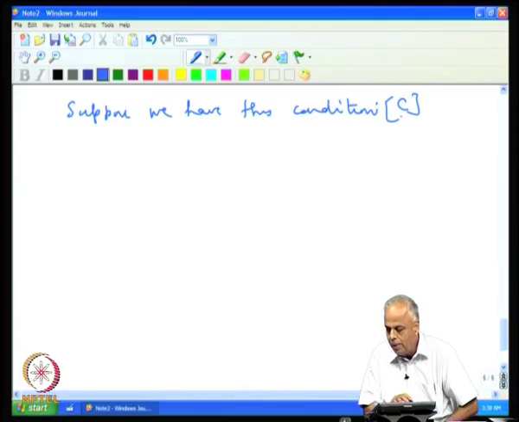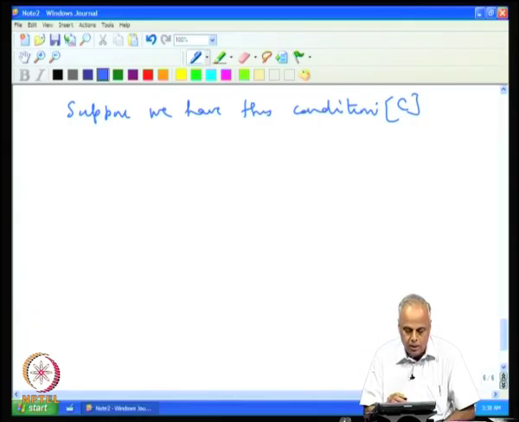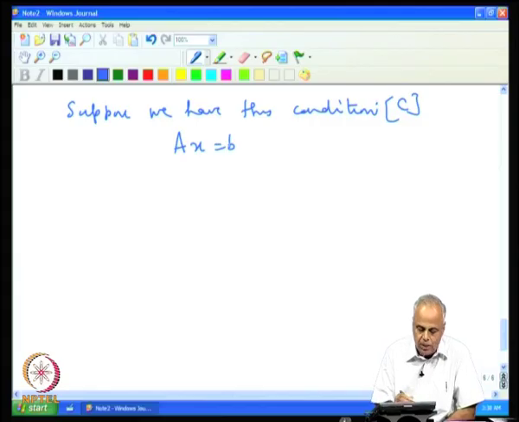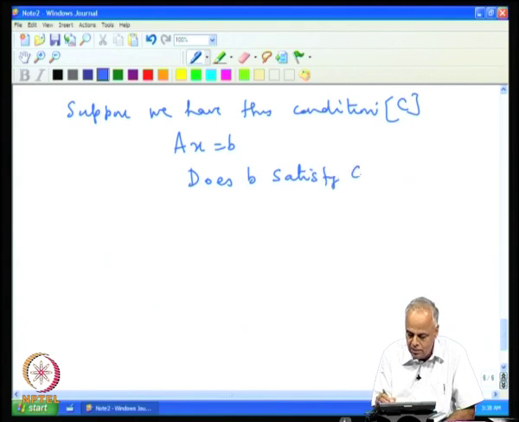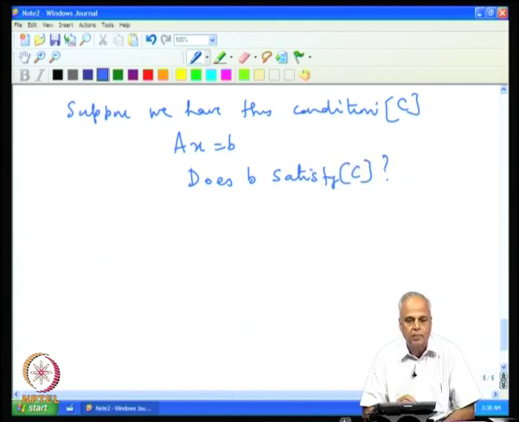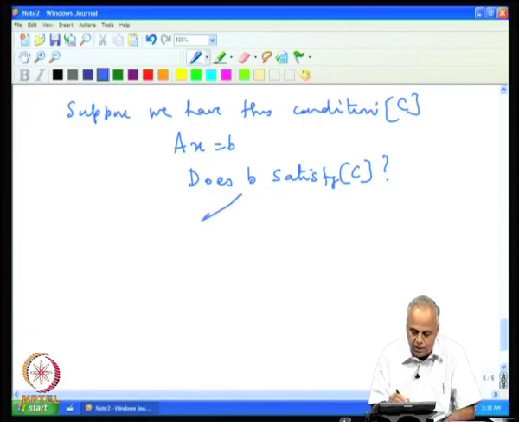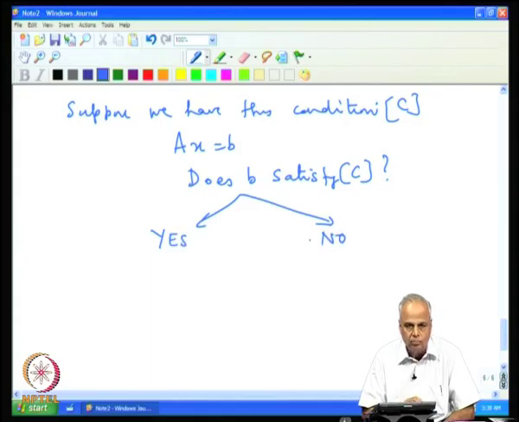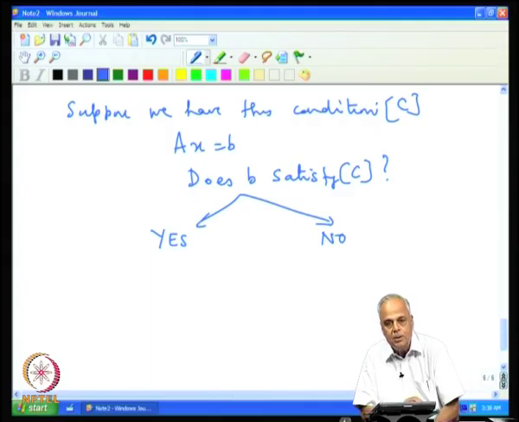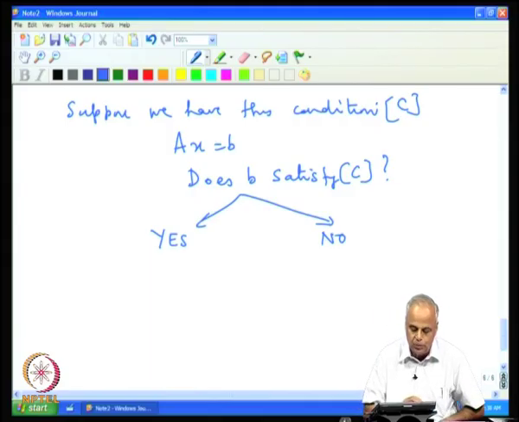Then given any problem, any B, any problem like this Ax equal to B, the first question that we will ask is, does B satisfy C? Now, obviously, there are two possible answers for this. We may get an answer yes and we may get an answer no. So, let us discuss what we can do in both these situations.